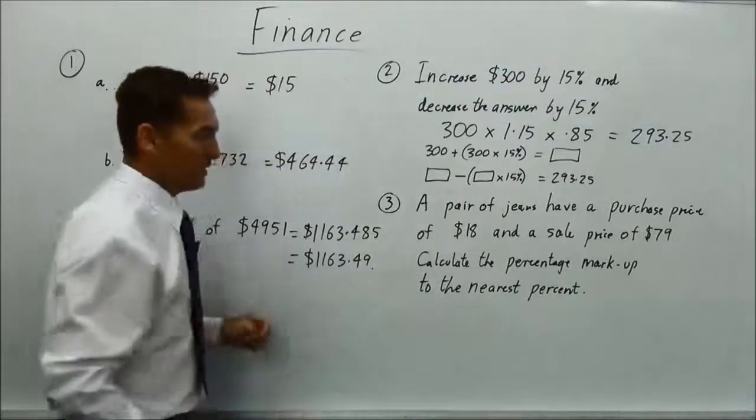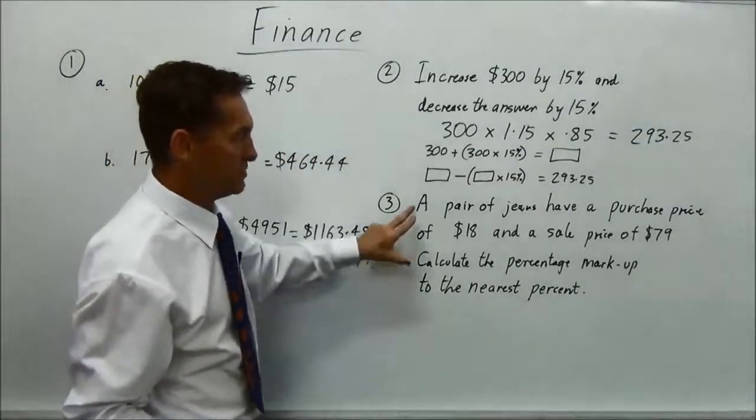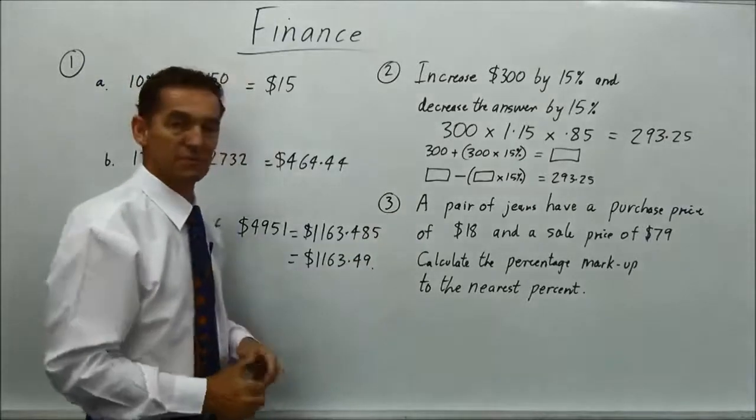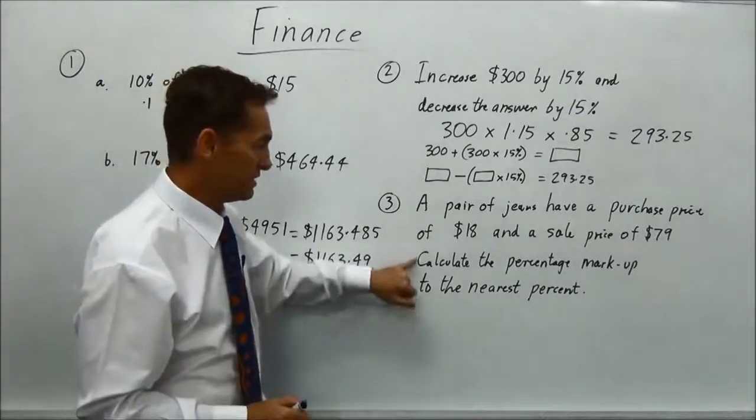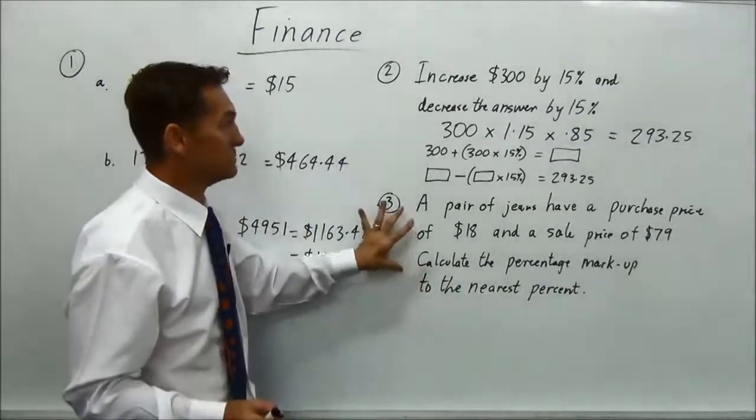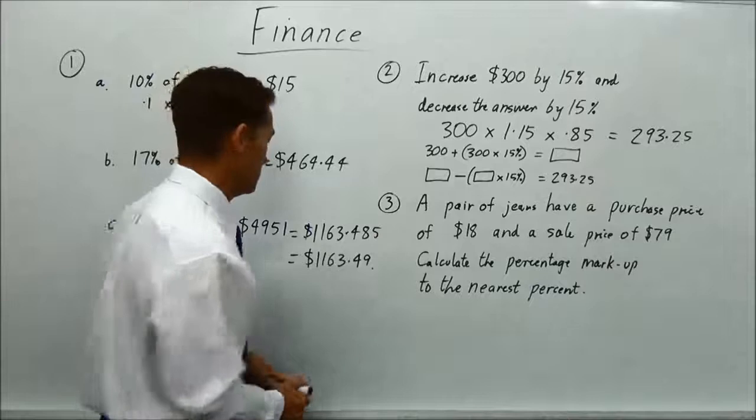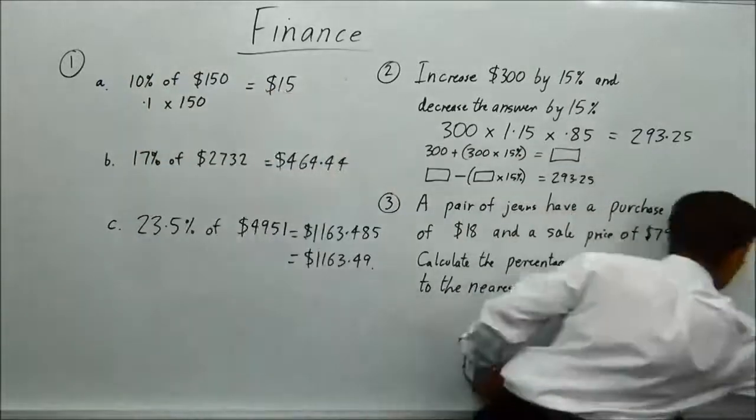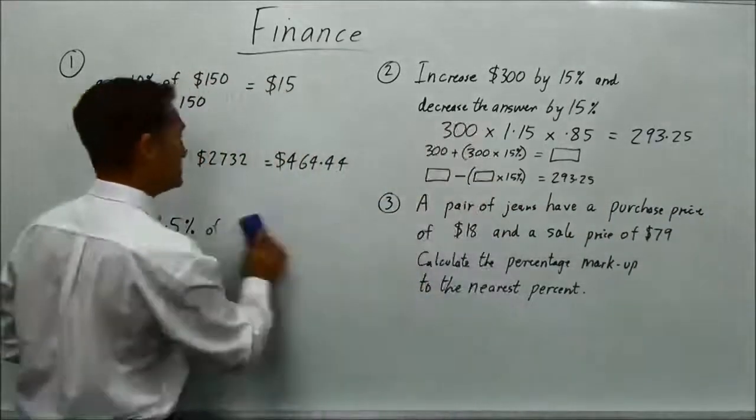Okay, third one. A pair of jeans have a purchase price of $18 and a sale price of $79. Calculate the percentage markup to the nearest percent. So again, we're using percentages in finance. Now I'm going to rub off this section here to give us a little bit of space.